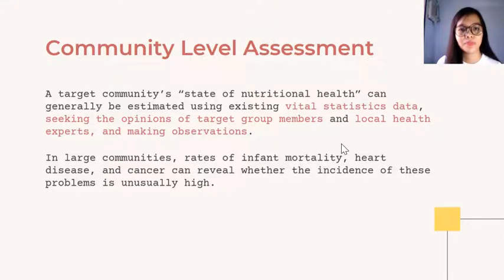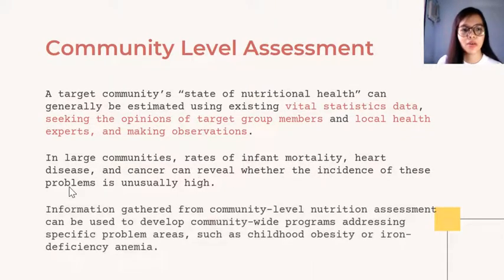with diet therapy. Information gathered from community level nutrition assessment can be used to develop community-wide programs addressing specific problem areas such as childhood obesity or iron deficiency anemia. Like in the Philippines, what we have here is the vitamin A supplementation program for children around 24 to 59 months of age. This is done because there is actually a prevalence of vitamin A deficiency in our country. So let's now proceed with the next slide.